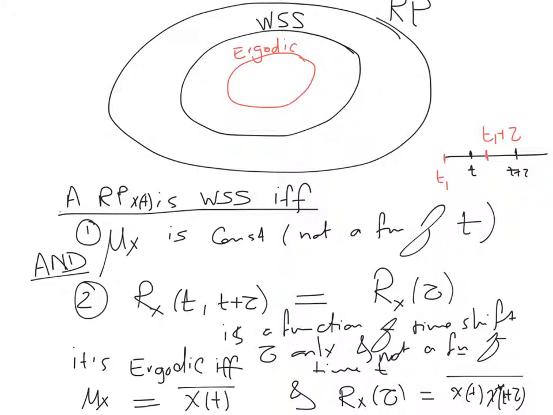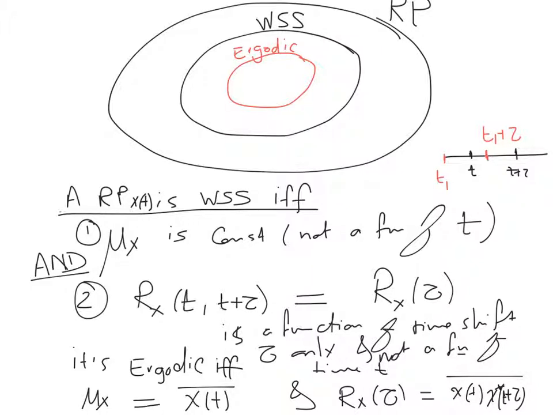So I can say that any ergodic random process is by default a wide-sense stationary random process, right? And of course, any wide-sense stationary random process is a random process, right? But not every wide-sense stationary random process is ergodic, right? So keep this in mind. Ergodic is a more strict classification.